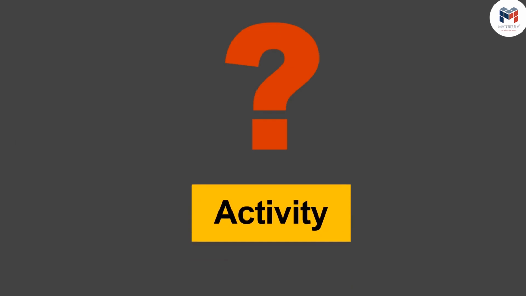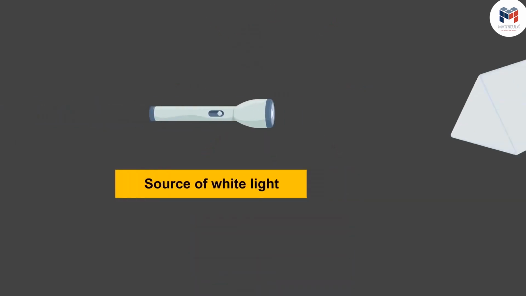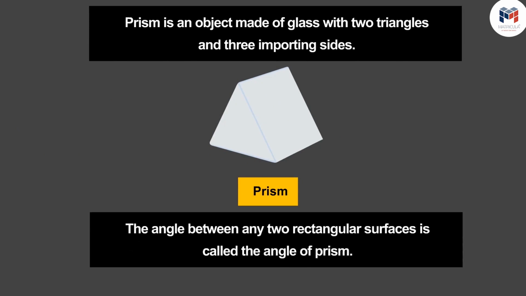To find the answer to the first question, let's do this activity. To do this activity, we need a source of white light and a prism. Prism is an object made up of glass with two triangular and three rectangular sides. The angle between any two rectangular surfaces is called the angle of prism.